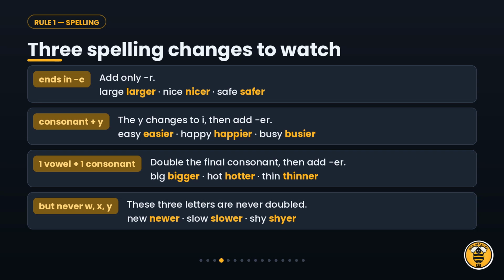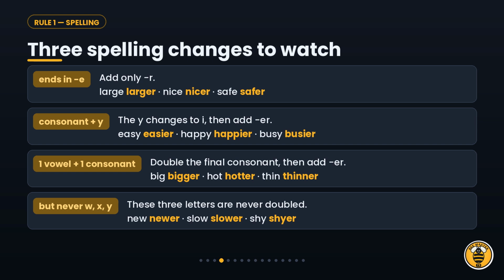Three spelling changes come with Rule 1, and they catch a lot of learners out. First, if the adjective already ends in the letter E, you only add R. Large becomes larger. Nice becomes nicer. Safe becomes safer. Second, if it ends in a consonant plus Y, the Y changes to an I and then you add ER. Easy becomes easier. Happy becomes happier. Busy becomes busier.